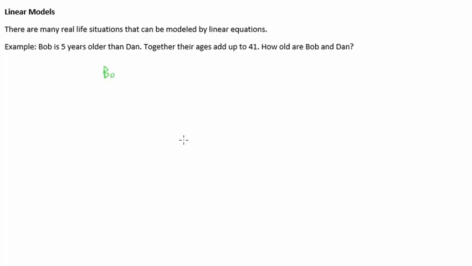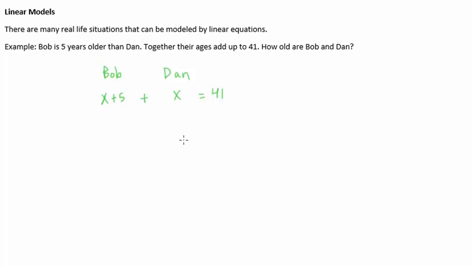And so we've got to break up the information that we're given. Bob is 5 years older than Dan. So Bob is older than Dan, so we're going to make Dan be x. And Bob is Dan's age plus 5, because he's 5 years older than Dan. Together, the sum of their ages is 41. So if I add Bob and Dan together, I should get 41.